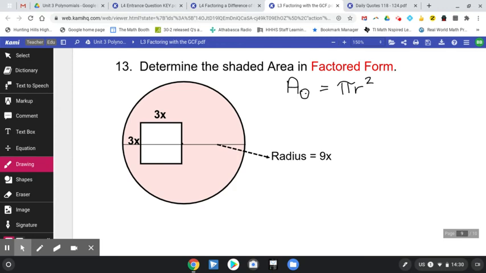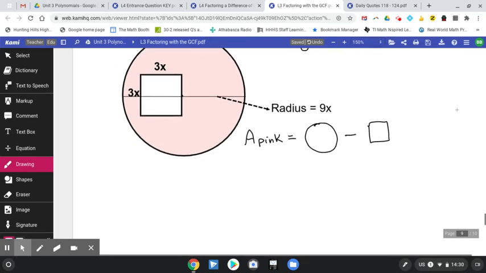All right, my strategy for this one to find the area of that shaded region, the pink area I'll call it, is to take the area of the circle and subtract the area of the square. So let's get some formulas going here. For the circle, it's pi r squared. And for the square, there's a lot of ways we could do this. We could say base times height. We could say side squared, whatever you like to put here.